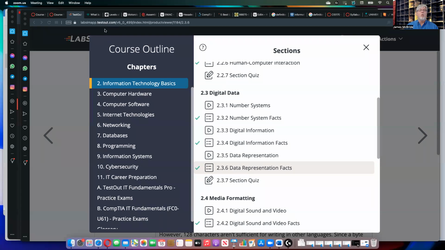Hello again. You know, it amazes me how computers actually function. Just geniuses that enabled us to have this technology. We're going to take a look at what Test Out wants us to look at so that we can get this certification. So you see here on the screen, we are looking at information technology basics, and we're taking a look at the digital data portion of this, talking about numbering systems and data representation.